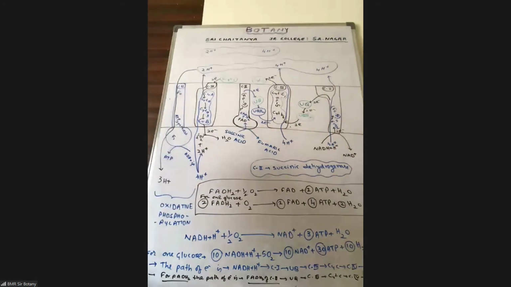For 1 glucose, with the help of FADH2, you get 2 more water molecules and 4 ATPs.